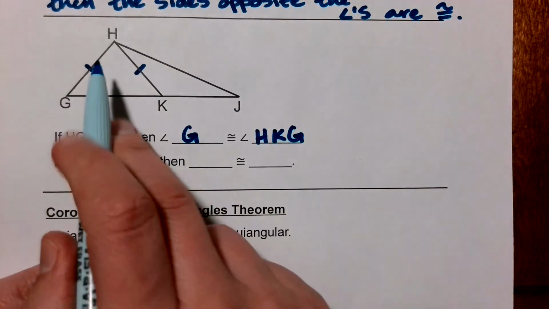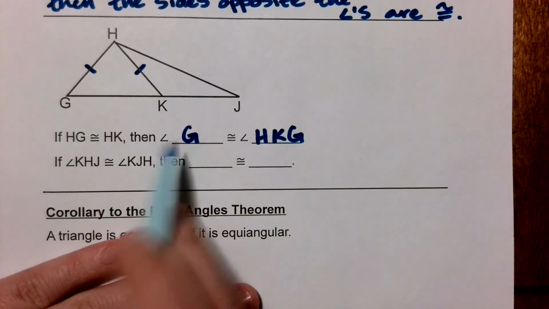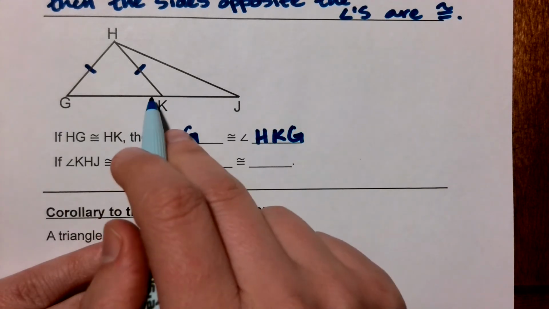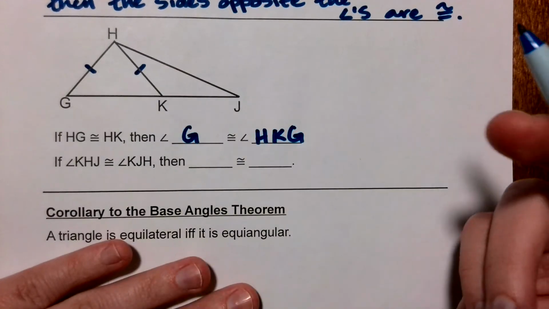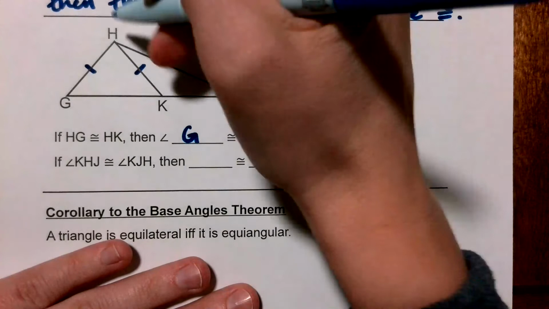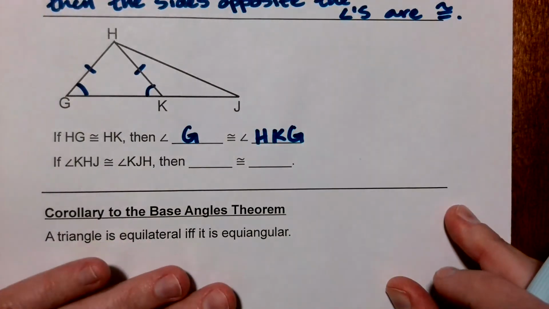A little reminder here with our angles: if I have that angle by itself, I know angle G, there's no other angle I could be referring to. Whereas for my angle here, I can't call it angle K because that could be talking about HKJ, or it could be talking about HKG, which is what I wanted to talk about.